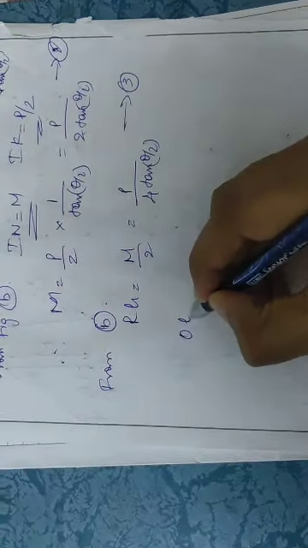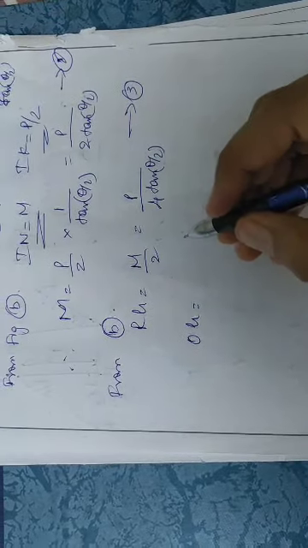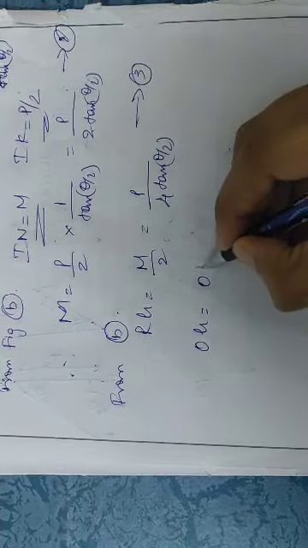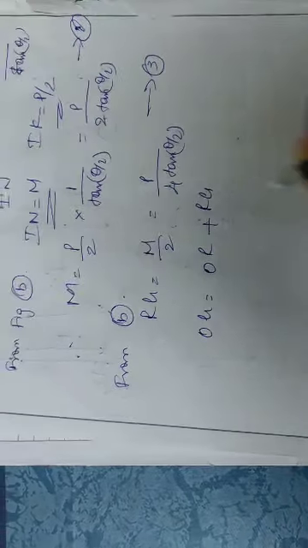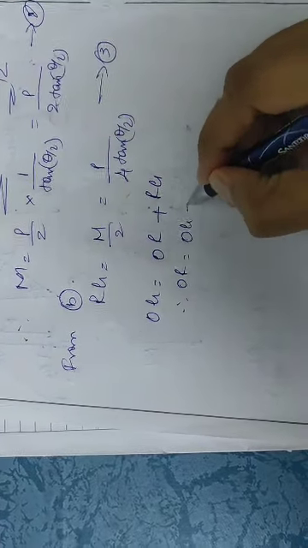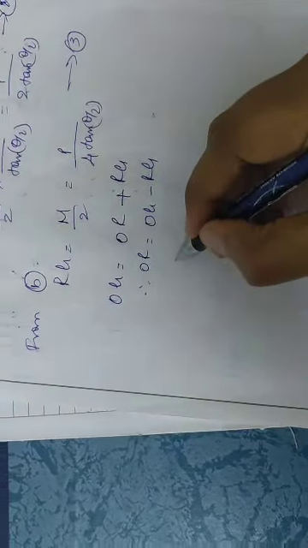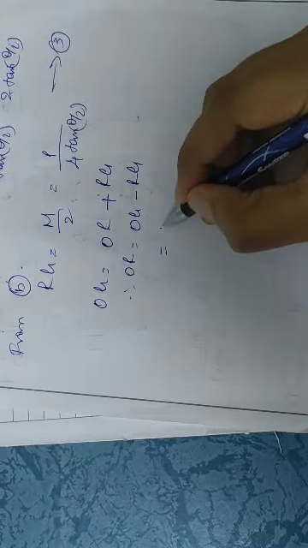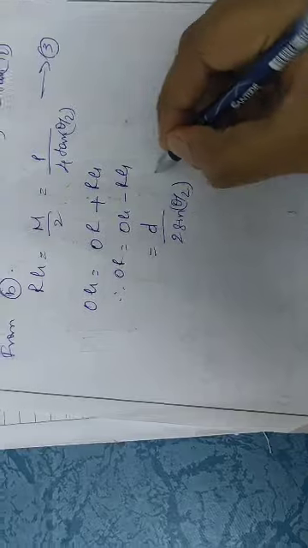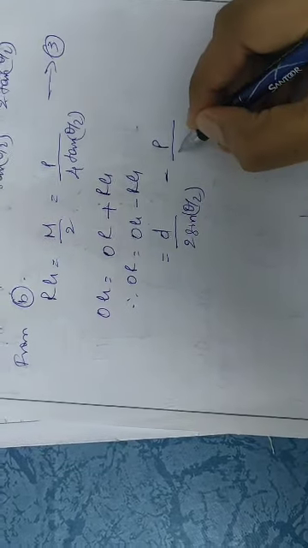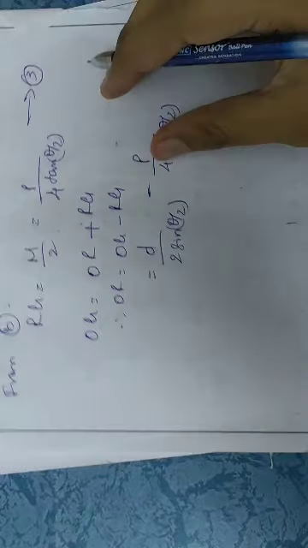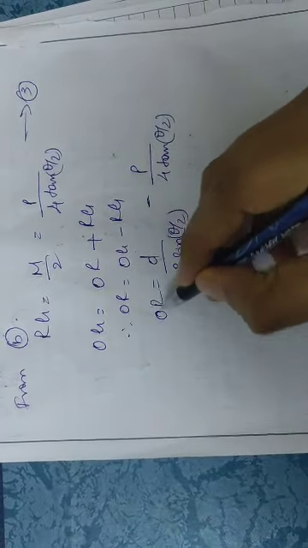Again OG is equal to, at the end we have to find out the value of OR. So OG is equal to OR plus RG. Therefore OR is equal to OG minus RG. So that is equal to OG value, which we have found out already, d by 2 sin theta by 2, minus P divided by 4 tan theta by 2. So this is the value of the OR.